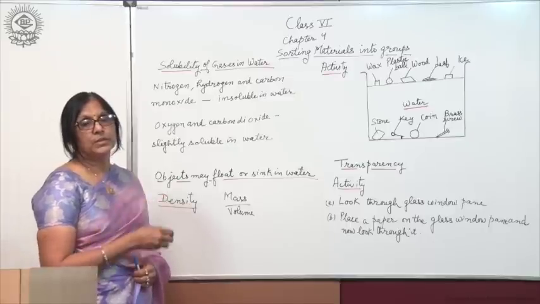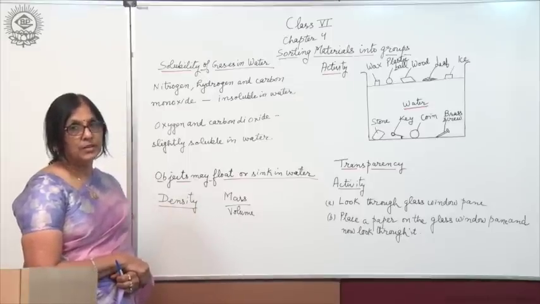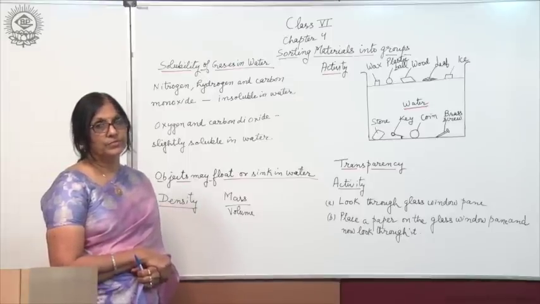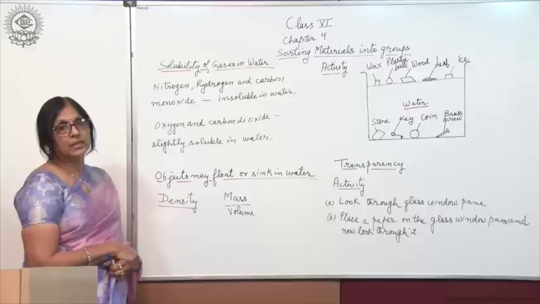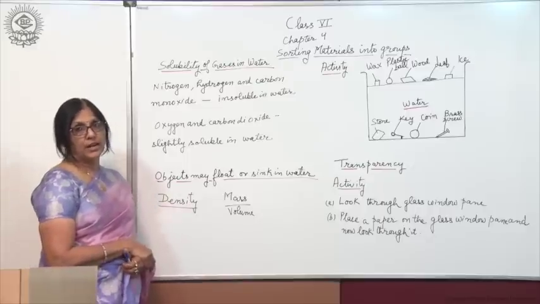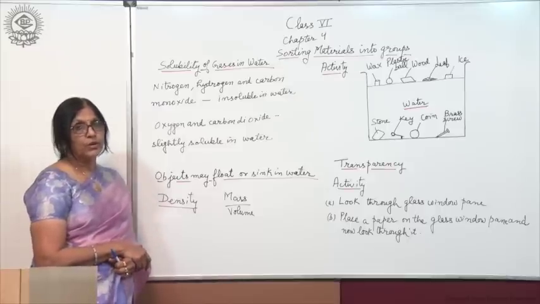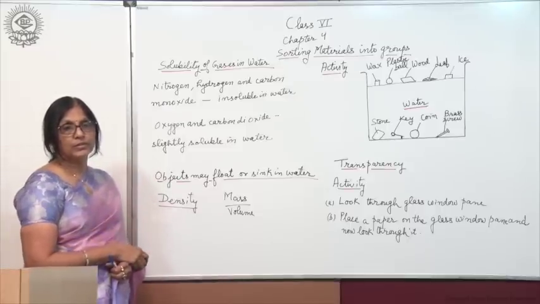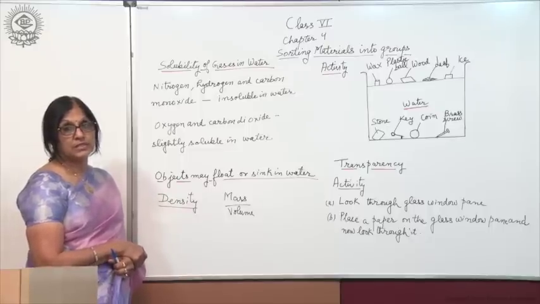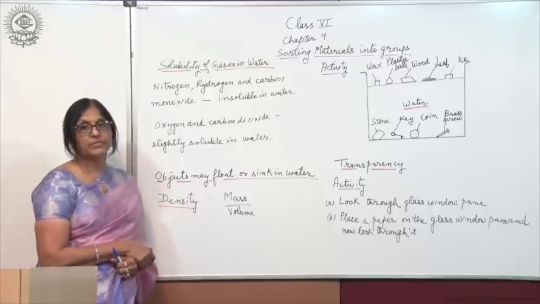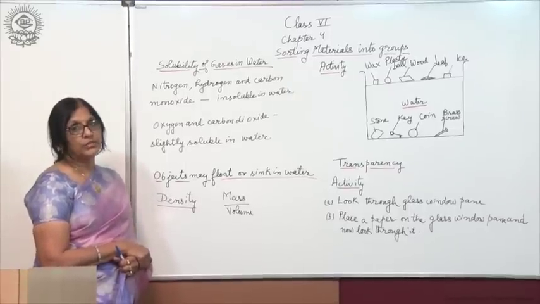Now, this property of solubility of these gases is used by the plants and animals which live in water. Like oxygen dissolved in water is used by the aquatic animals like fish and other water animals, and they take this oxygen dissolved in water inside their body with the help of the respiratory organ, that is gills. So, with the help of gills they breathe in this dissolved oxygen, like fish and water animals.